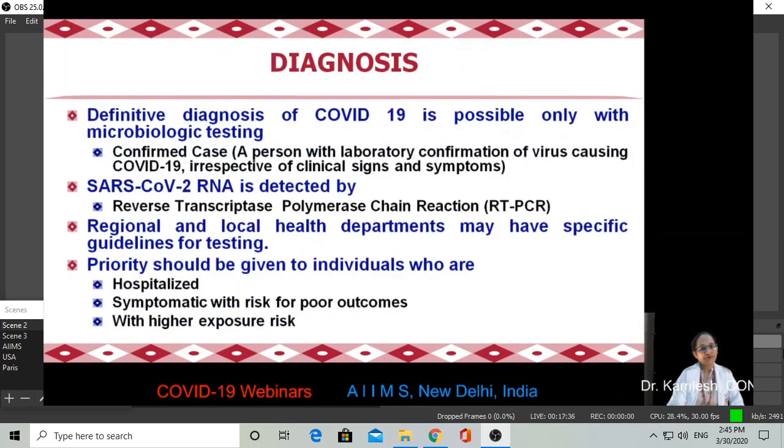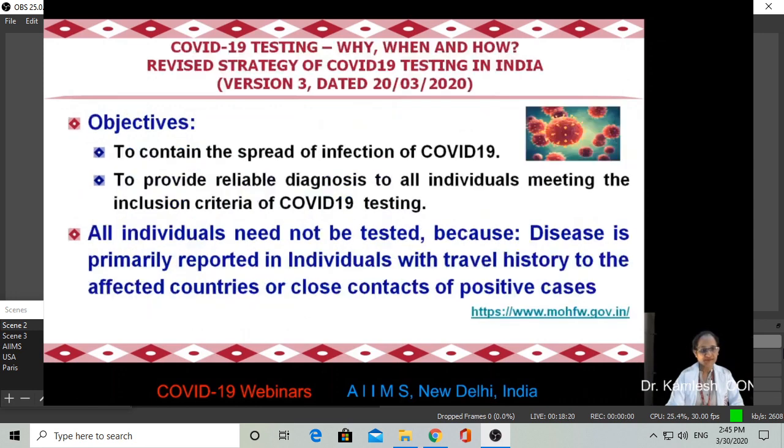Now, for diagnosis, how to go about it? Definitive diagnosis of COVID-19 is possible only with microbiologic testing. A confirmed case is a person with lab confirmation of the virus causing COVID-19, irrespective of clinical signs and symptoms. SARS coronavirus 2 RNA is detected by reverse transcriptase polymerase chain reaction, that is RT-PCR, as the mnemonic. Regional and local health departments may have specific guidelines for testing. The priority ought to be given to individuals who are hospitalized, who have higher exposure risk, who are symptomatic with risk for poorer outcomes.